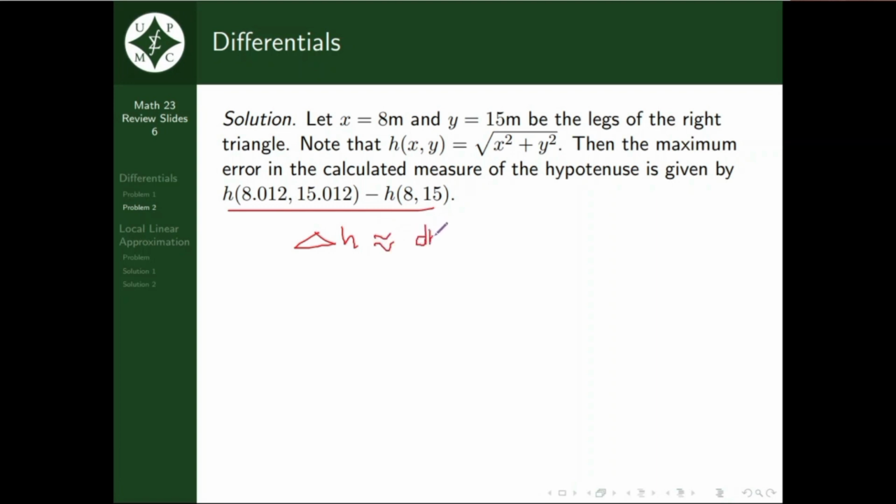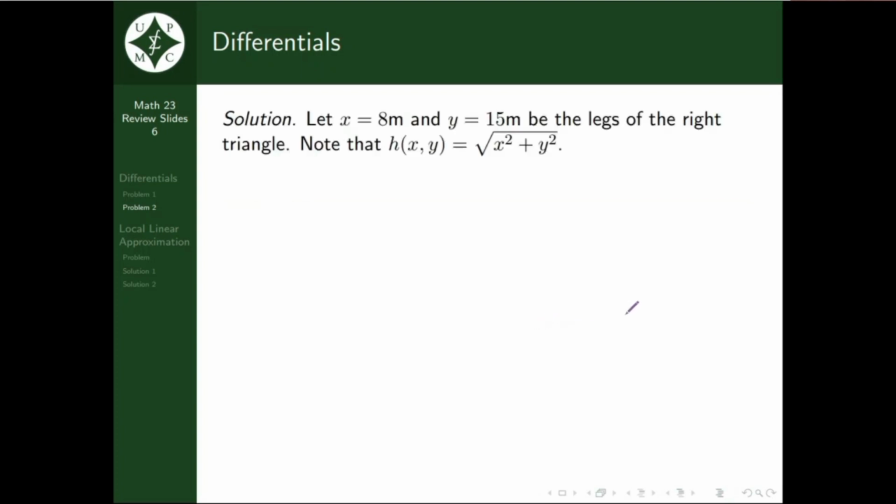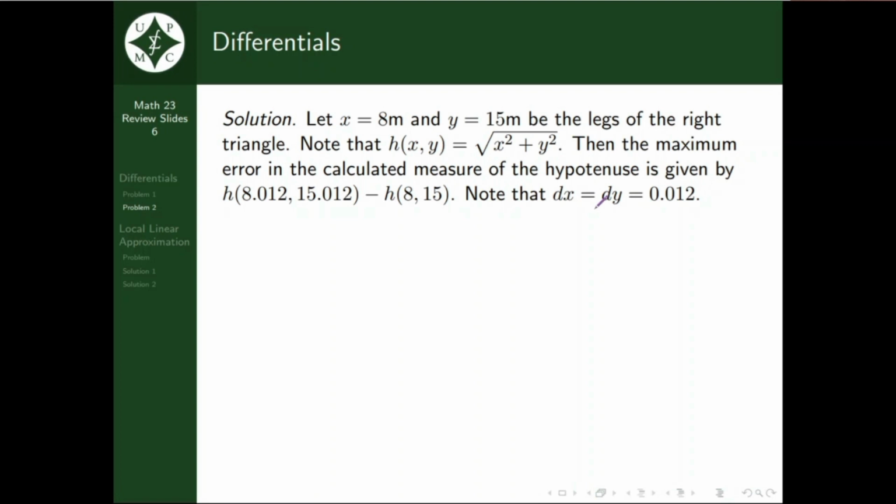and then later on we will approximate that by dh. So very similar to the problem earlier. We already know the value of dh. We can find it, and we will show that in a while. So again, we need to take note that dx is equal to dy is equal to 0.012, because if we recall from the problem earlier, we want the possible error in measurement of each leg to be just 0.012 meters at most. And that's for each leg. That's why we were able to express dx and dy to be equal to 0.012.